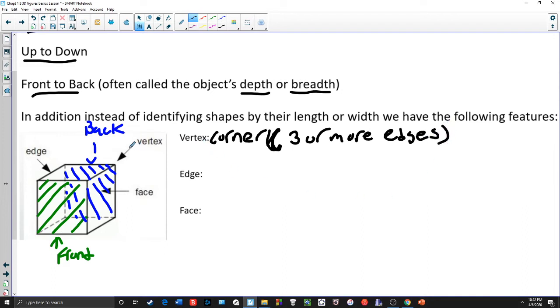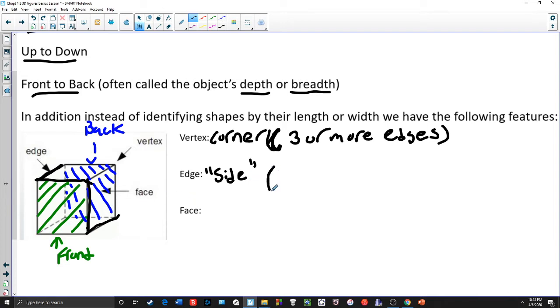So if you have three or more edges meeting at one single point, then that's where you get the vertex. An edge, obviously, is sort of like the quote-unquote side of a 3D shape. It's those lines like here. That's an edge, that's an edge, that's an edge, that's an edge. These dotted lines in back are all edges. They're just edges in the back of the shape that you're not quote-unquote supposed to see.